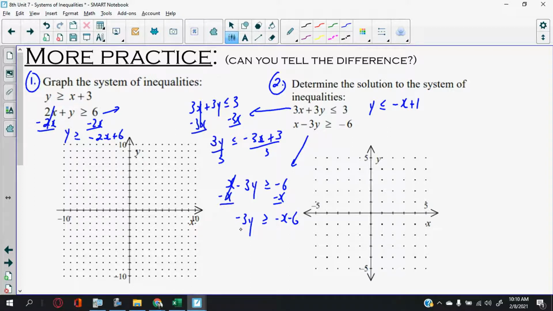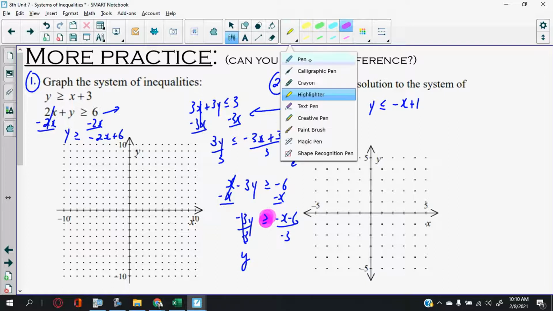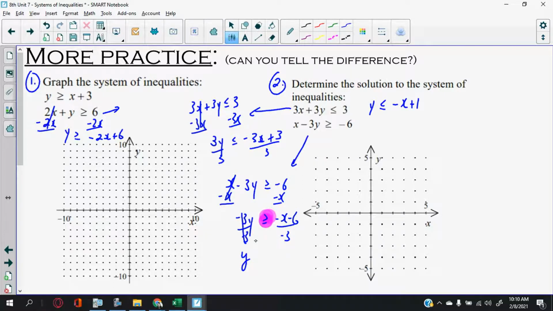Now, here we got a couple of issues. One is I'm going to get fractions, especially with the slope. Second, I'm dividing by negative 3. So these cancel out. Now, what happens to the symbol in the middle right here? Yeah, because you're dividing both sides by a negative number, the symbol flips over, right?